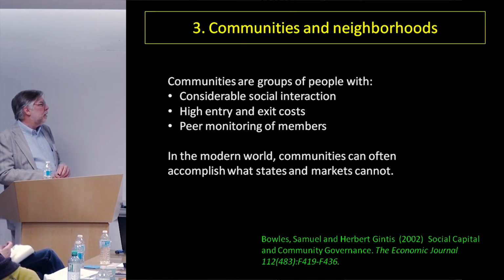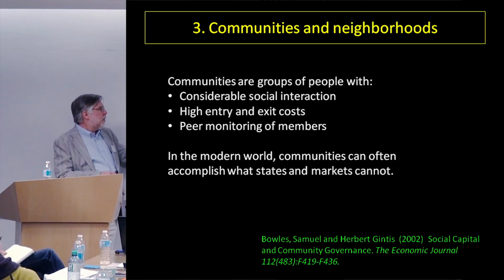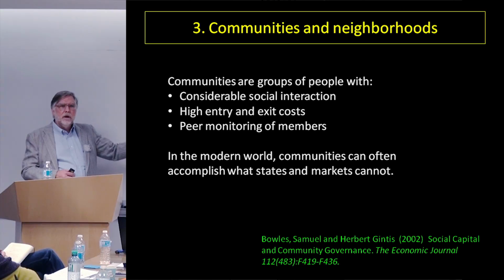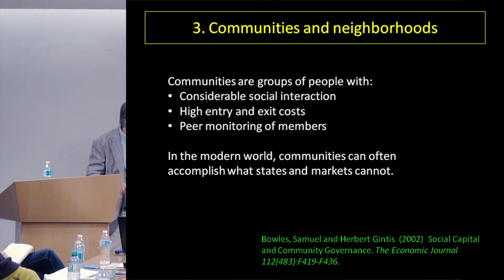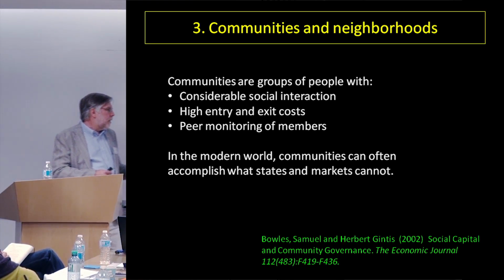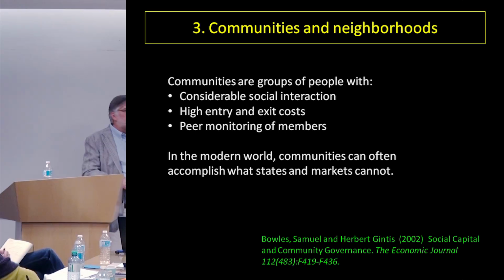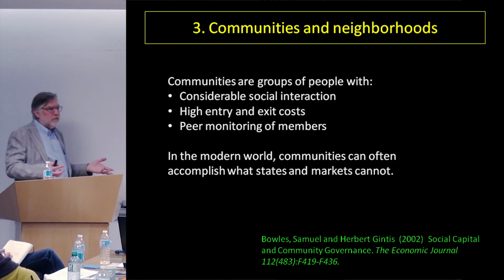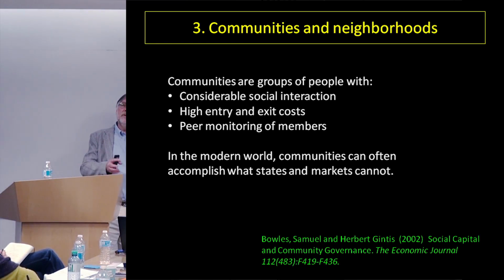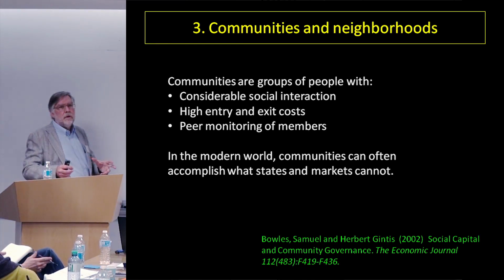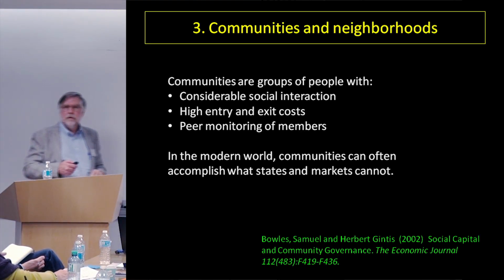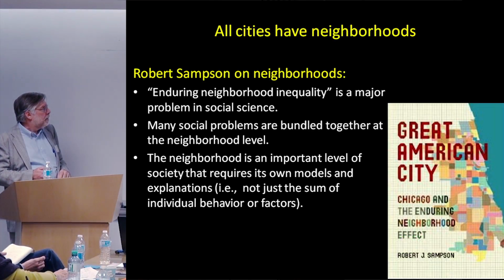Communities and neighborhoods. Communities, groups of people with social interaction, high entry and exit costs, and peer monitoring of members. Okay, this is coming from economics and sociology. Bowles and Gintis are interesting characters. And they point out, in the modern world, communities can often accomplish things that states and markets cannot do. Right? Because in the modern world, we talk about the state does this, or does the market do this? And well, communities are a separate unit, and communities can accomplish things. Why? Because of the social interaction, peer monitoring, and so on.